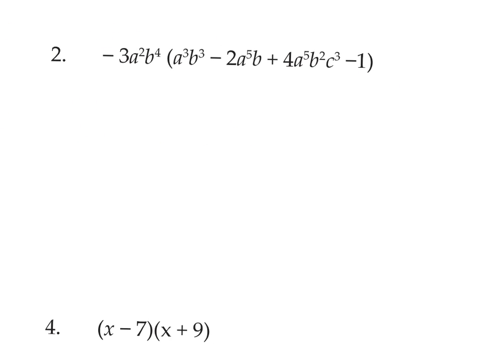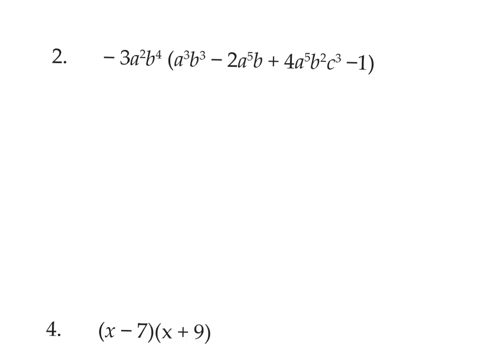Number 2 is the same kind of question, just more variables. So we'll start with distribute. Negative times positive makes negative. 3 times 1 is 3. A squared times a cubed, add those exponents, gives us a to the 5th. b to the 4th times b cubed gives us b to the 7th.